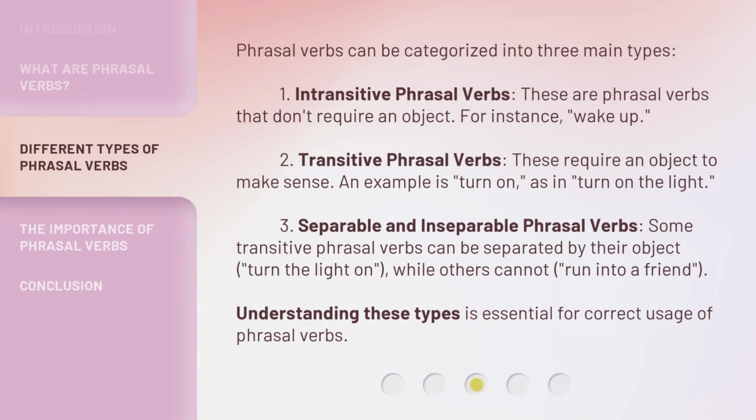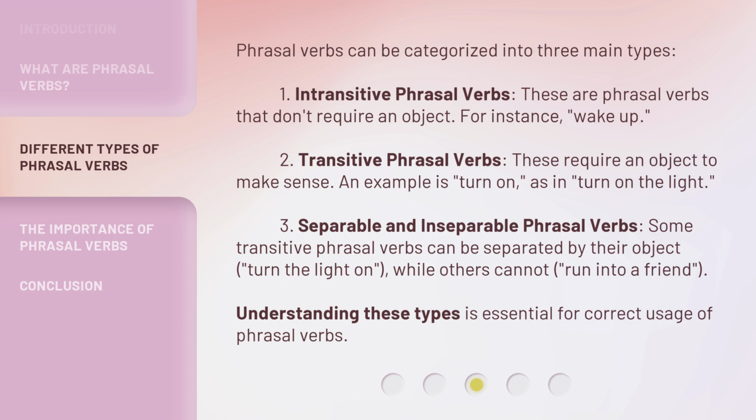Phrasal verbs can be categorized into three main types. 1. Intransitive phrasal verbs. These are phrasal verbs that don't require an object. For instance, wake up. 2. Transitive phrasal verbs. These require an object to make sense. An example is turn on, as in, turn on the light.